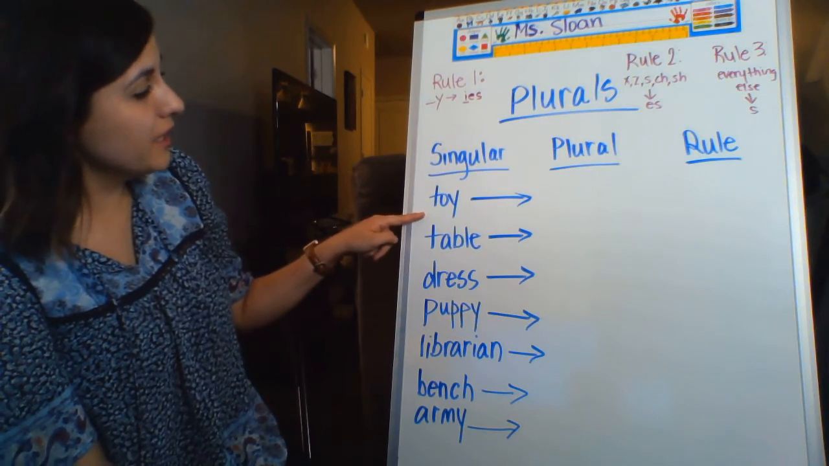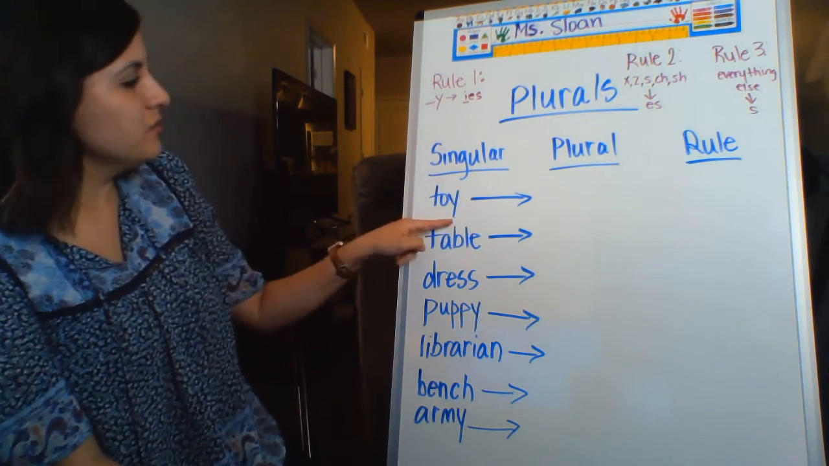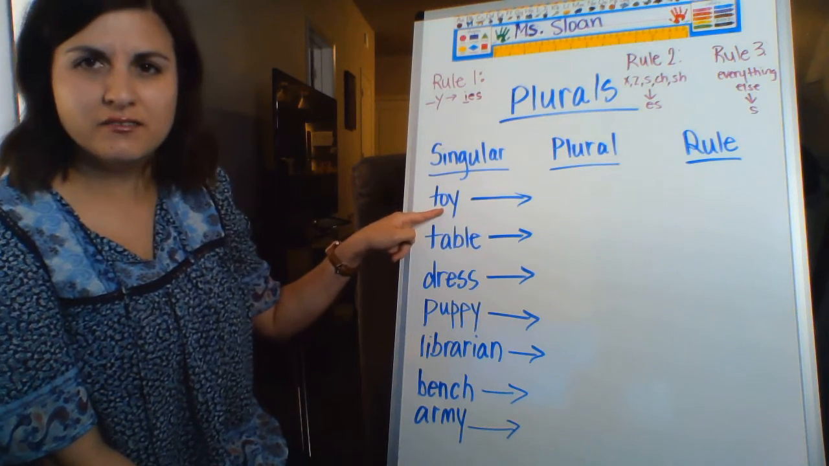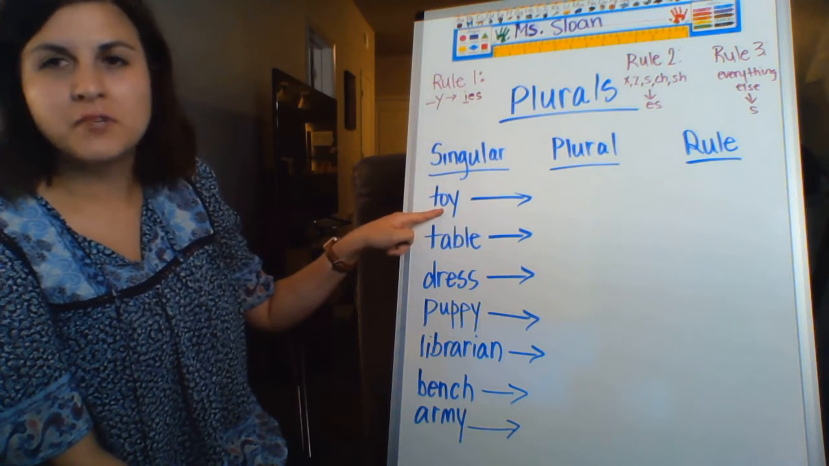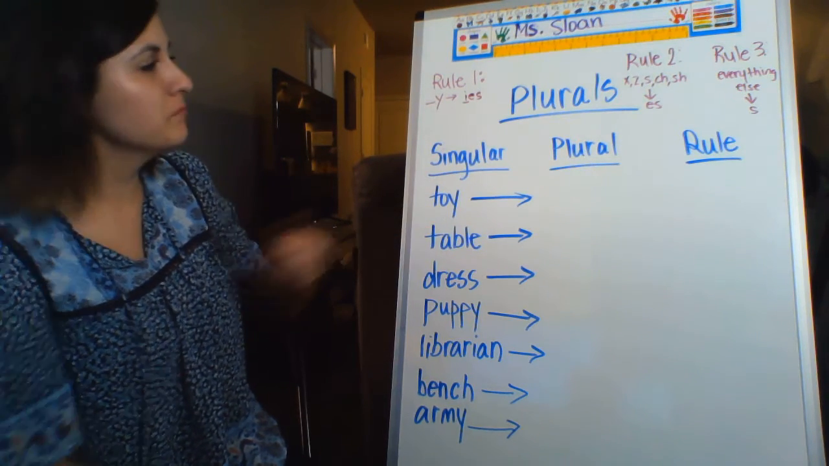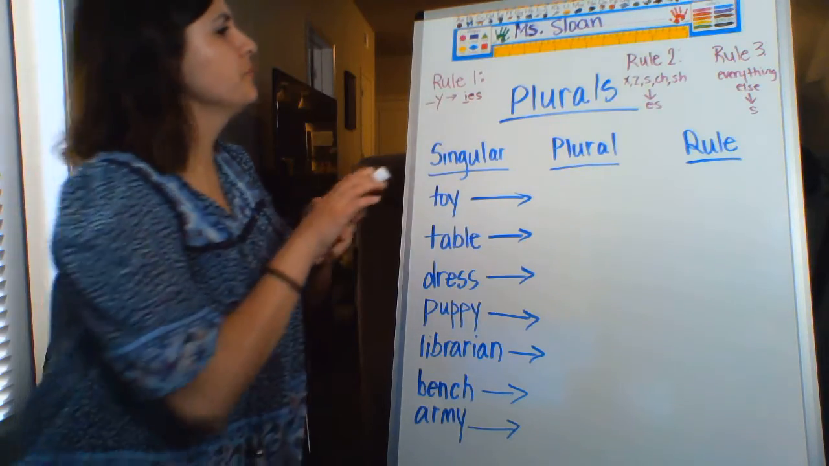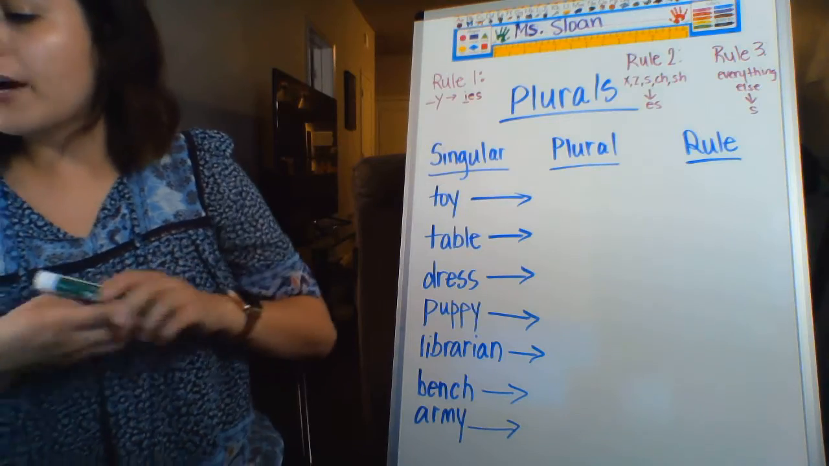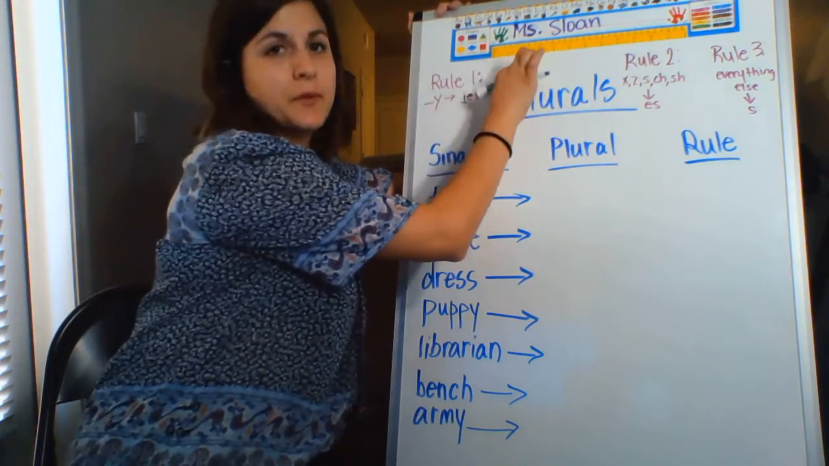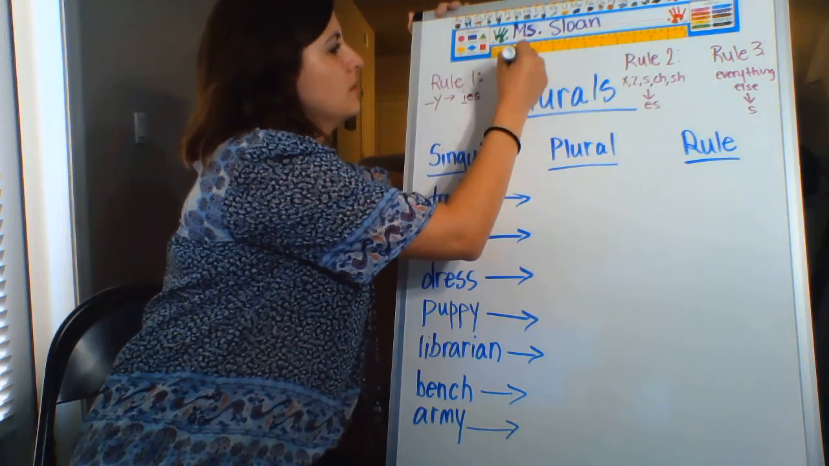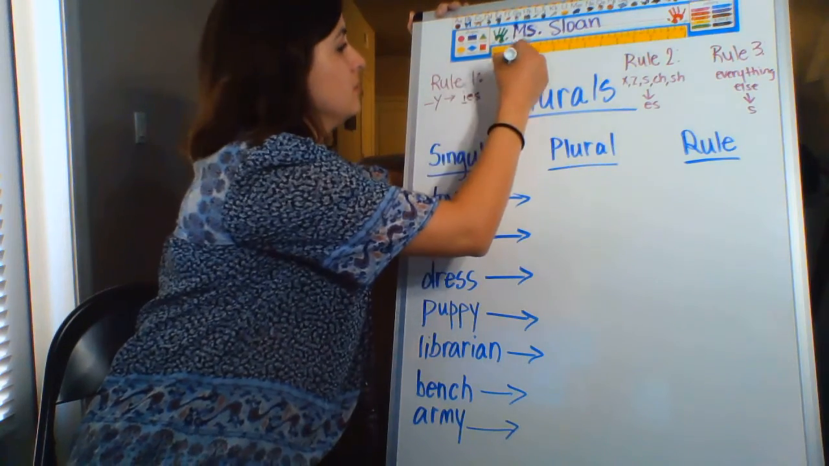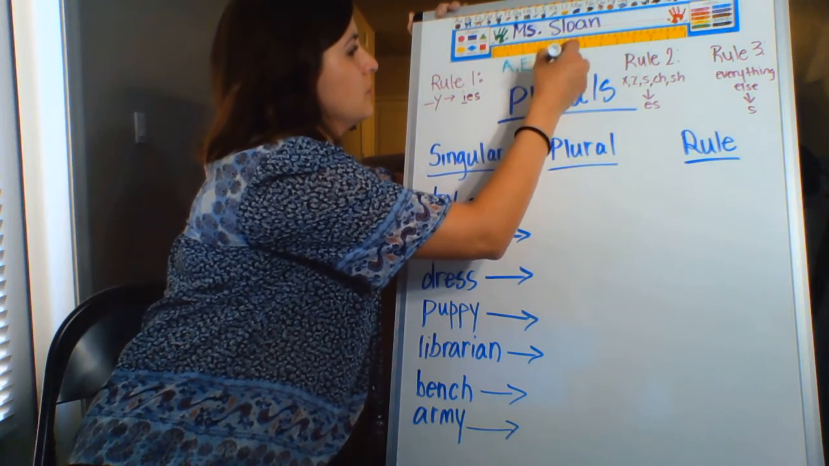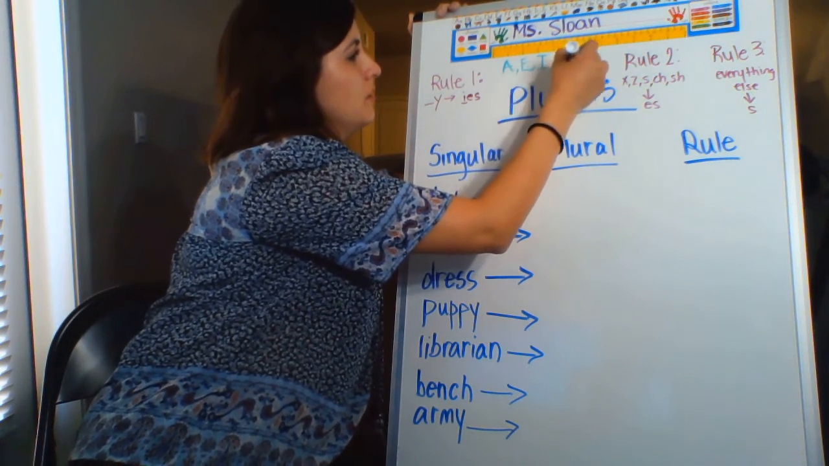Our first word is toy. Okay, so it ends with a Y, but is that a consonant? Is O a consonant? O is a vowel. Let's review our vowels really quick. So our vowels are, and I'll write them up here, A, E, I, O, and U.